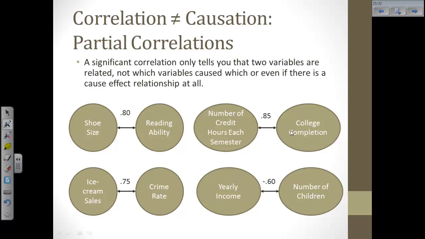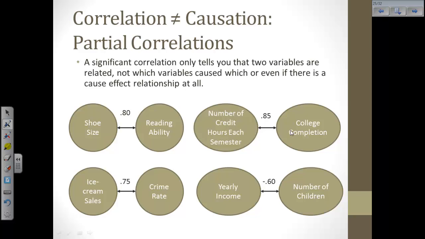So, age, right? People who are older tend to have a larger shoe size and also tend to have stronger reading ability. Conversely, those who are younger tend to have smaller shoe size and probably less reading ability. Okay, next one. This is a classic example of misleading correlations. So research has suggested that there is a strong positive correlation between ice cream sales and the crime rate. 0.75 is a strong positive correlation.